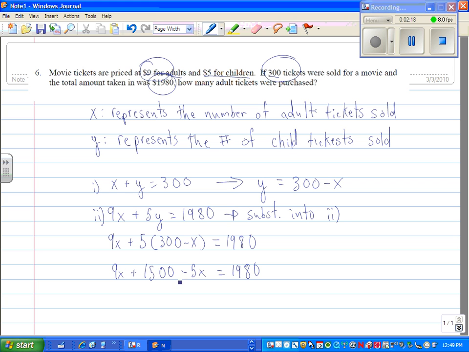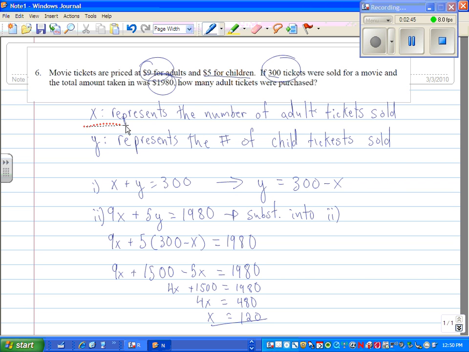I collect my x's. I'm left with 4x plus 1500 equals 1980, and 4x equals, well, 1980 minus 1500 is 480. So 4x equals 480, you divide both sides by 4, you get x is equal to 120. This is the amount of what?